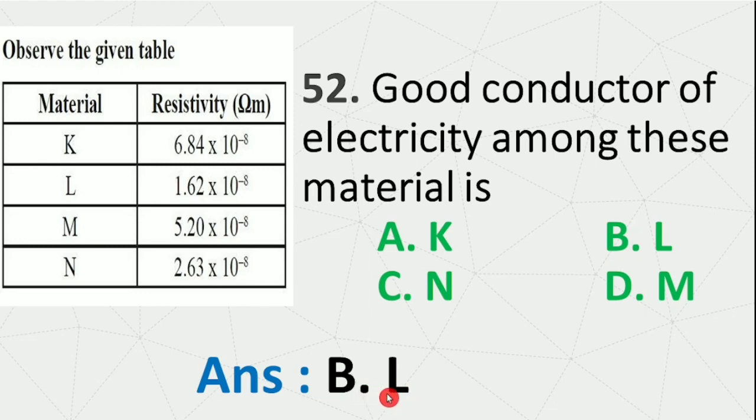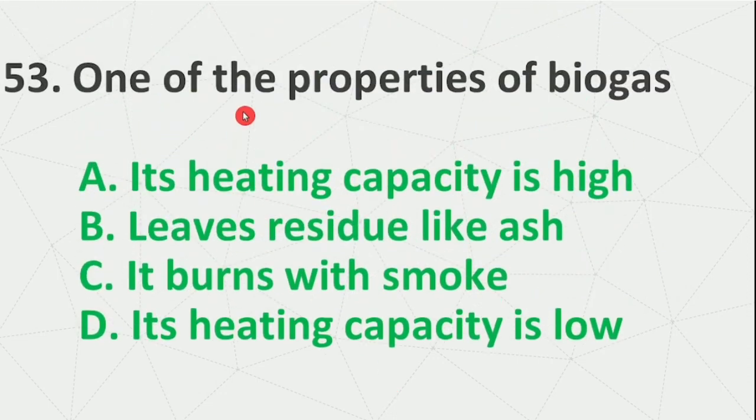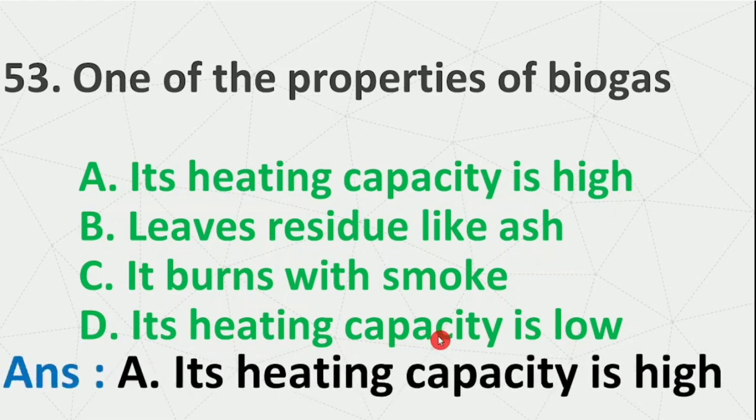Question number 53. One of the properties of biogas. What are the properties of biogas? They have given 4 options: its heating capacity is high, leaves residue like ash, it burns with smoke, its heating capacity is low. So one of the properties of biogas is that its heating capacity is very high. So the answer is option A.